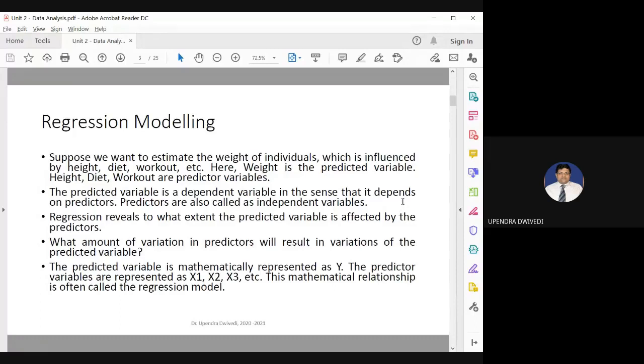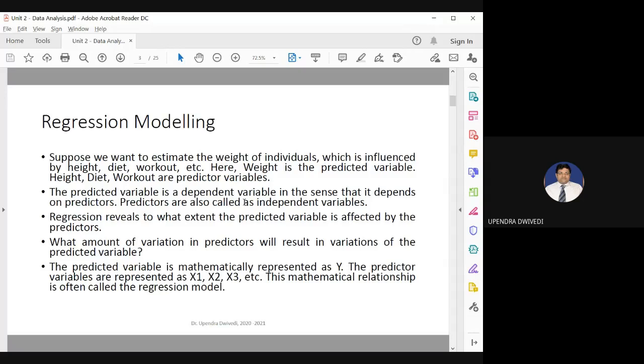Then we discussed an example where we take the weight of an individual, and we try to find the relationship between the weight of the individual and the height, diet, and workout of the individual. Here we have defined that weight is the predicted variable, and height, diet, and workout are the predictor variables. The predicted variable is somehow dependent on the predictor variables, and it is the part of the regression model to find out the relationship.